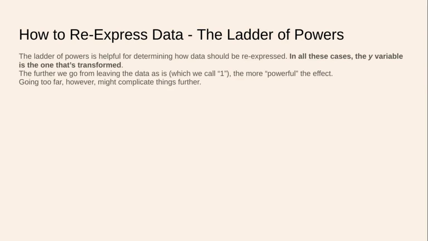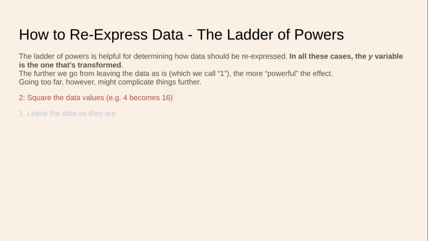The further we go from leaving the data as is, which we call 1, and I'll show you why that's true in a second, the more powerful the effect. But if we go too far, say our data are curved one way, like we have a scatter plot that is curved up, if we were to make too powerful of a transformation, we would just curve the data the other way, and that's not good. All right, so we only want to go as far as we need to go. The mildest of transformations, if we transform the data at all, is to simply square the data values. In other words, if I have a y value of 4, that would become a y value of 16, and the x value would just stay the same.